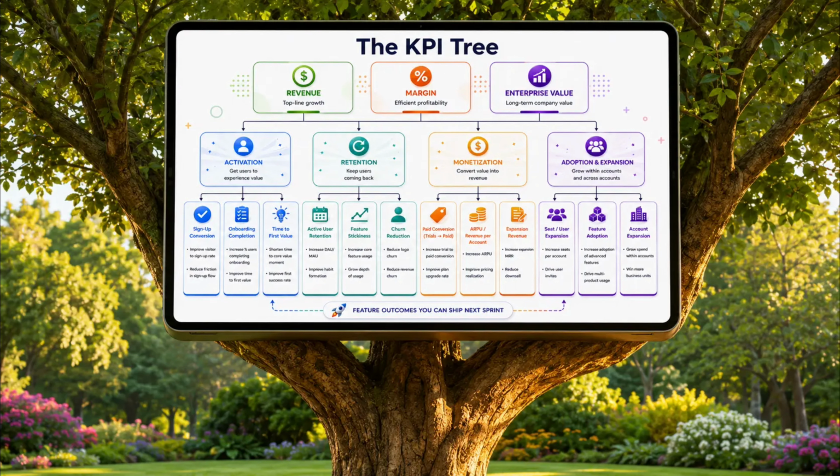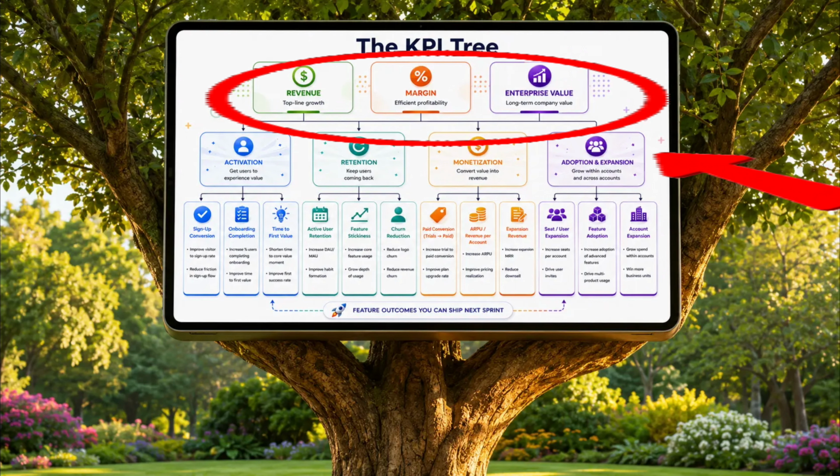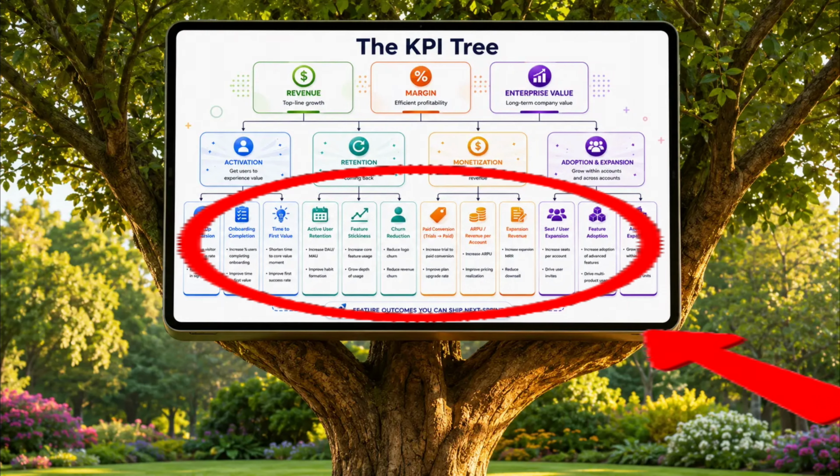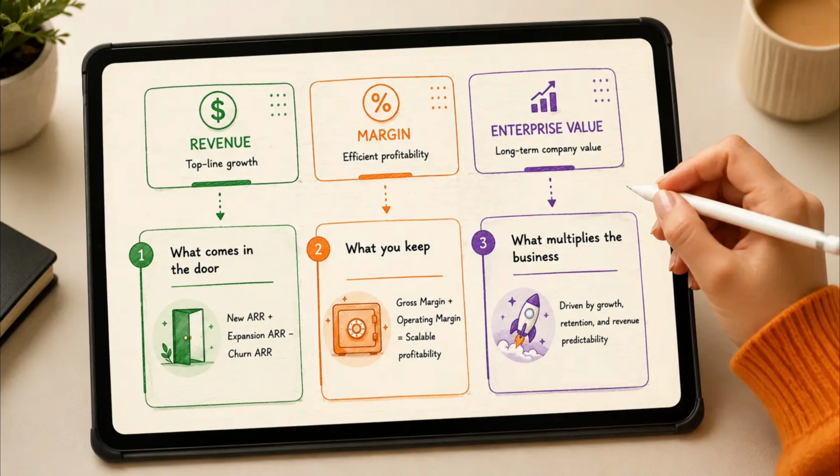There are three layers to it. The top layer is the outcomes the company is judged on. The middle layer is the four growth engines: activation, retention, monetization, and expansion. The bottom layer is the metrics the product team owns and the feature outcomes you can ship next sprint. Now let's walk down each branch and understand what exactly we should do with it.